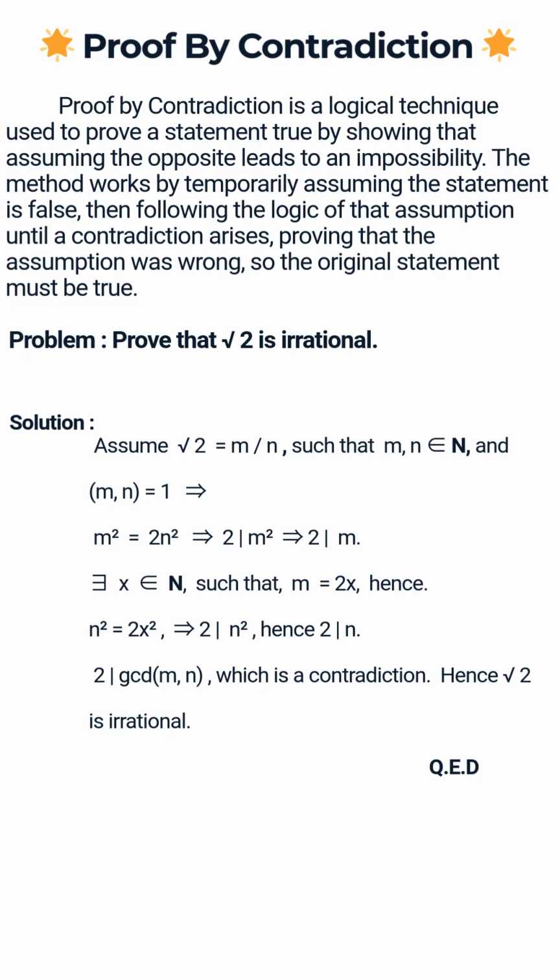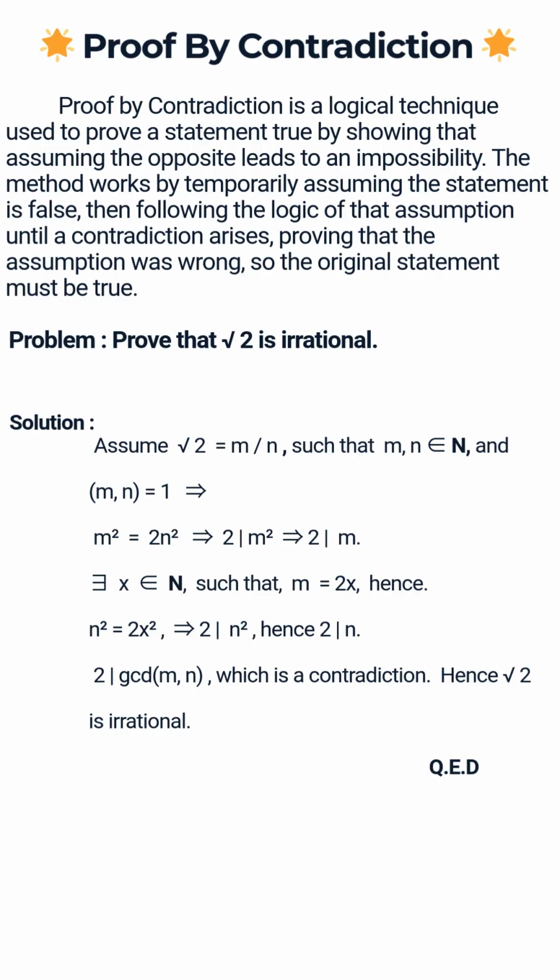Let's take, for example, prove that the square root of 2 is an irrational number. So we prove by contradiction. We assume the square root of 2 is a rational number. So root 2 equals m over n. We also assume that m and n are relatively prime. So making m the subject of the formula, we have m squared equals 2n squared.